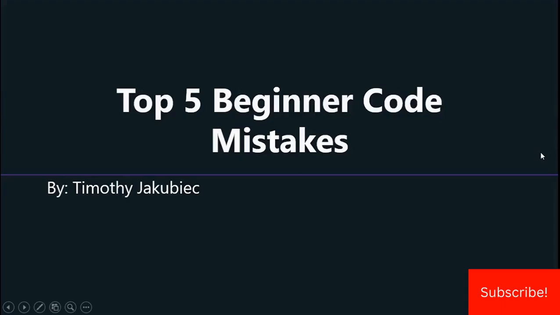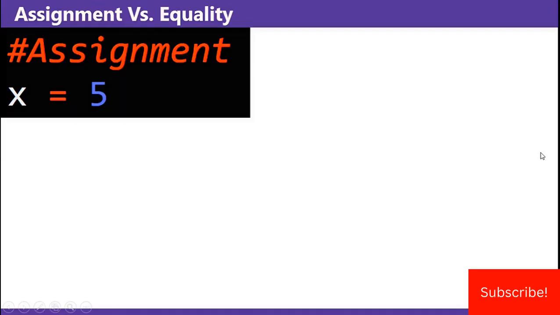The top 5 beginner code mistakes. The first mistake people normally come across is bringing their understanding of algebra into programming.